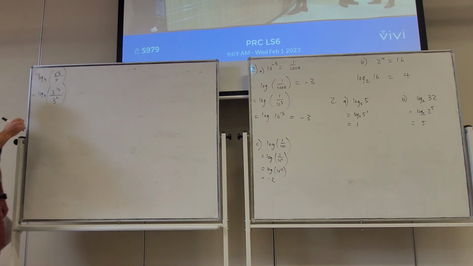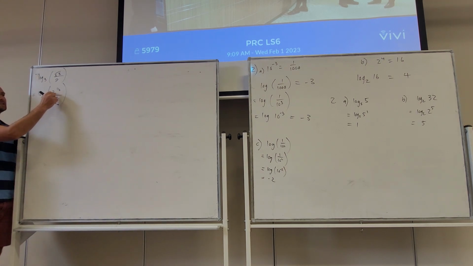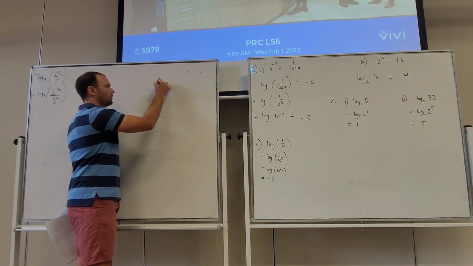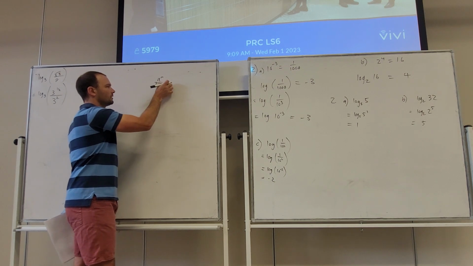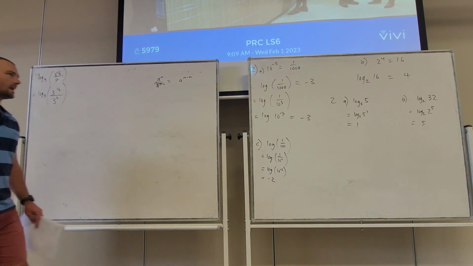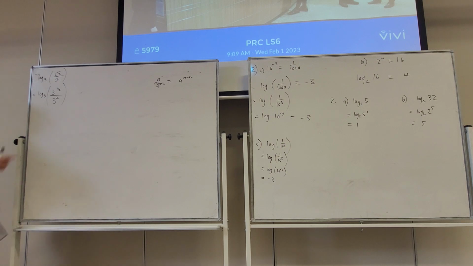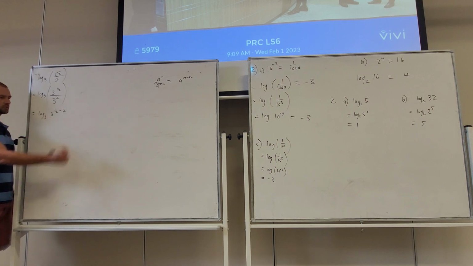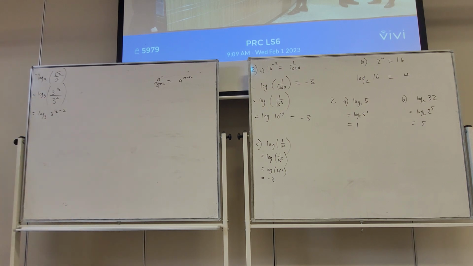Okay, next we're going to do the subtraction index law, because these have the same base. All right, I might write it up here for you. A to the M on A to the N is equal to A to the M take N. So if they have the same base, we do the top power and take the bottom. So this is going to simplify to log in base 3 of 3 to the power of a half take 2.